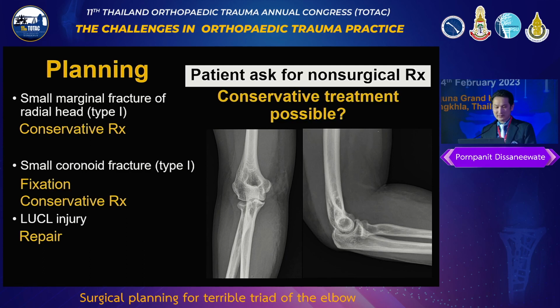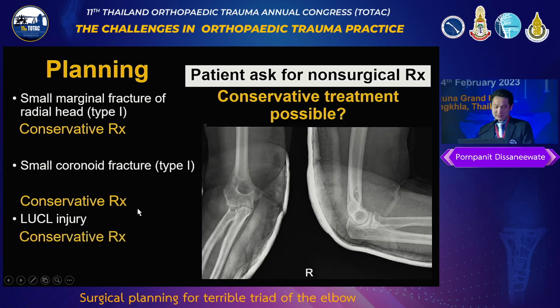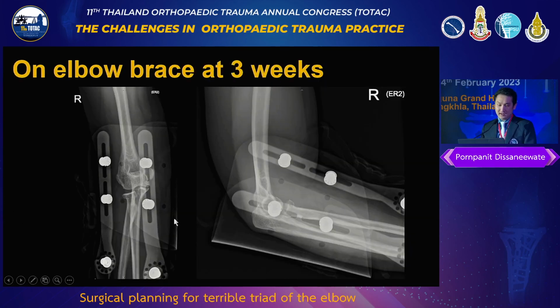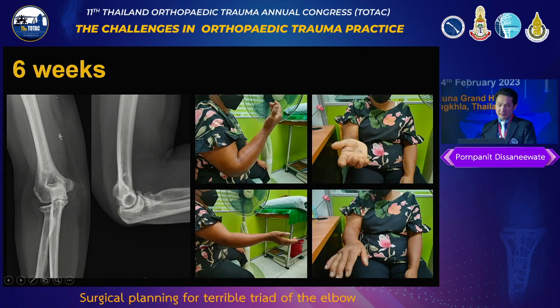Is it possible? Yeah, the radial head can be treated conservatively. The coronoid also can be treated conservatively. So I did the conservative treatment as the patient asked, like this, because the terrible triad injury in this case looks quite benign, right? So I put her in a cast, on the posterior slab for 3 weeks. After that, I put her in the elbow brace. This is at the 3 weeks. You can see the joint is also concentric. And this is 6 weeks. She can do the early motion with the stable elbow.